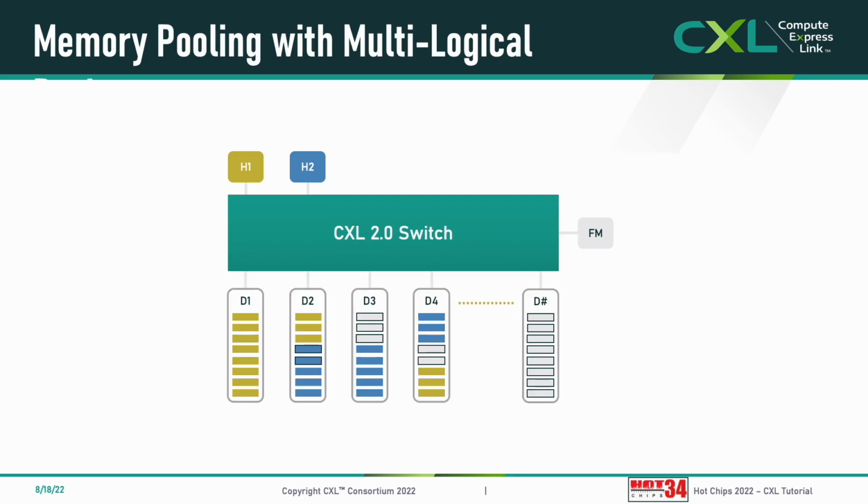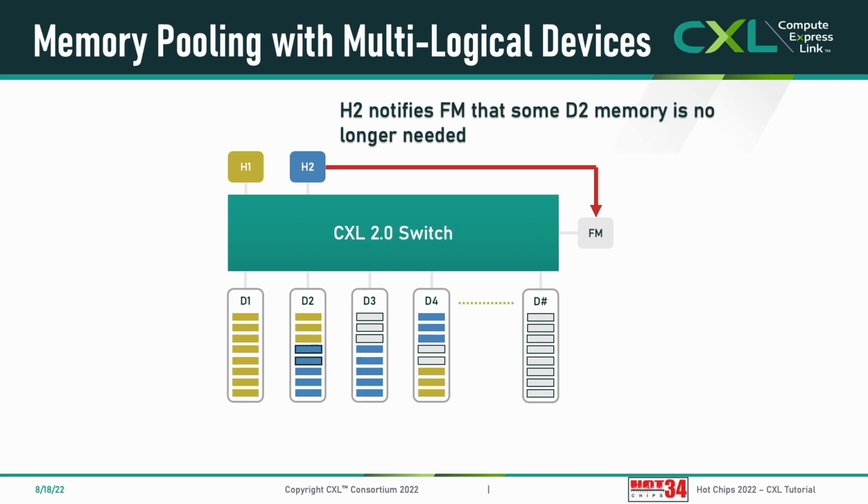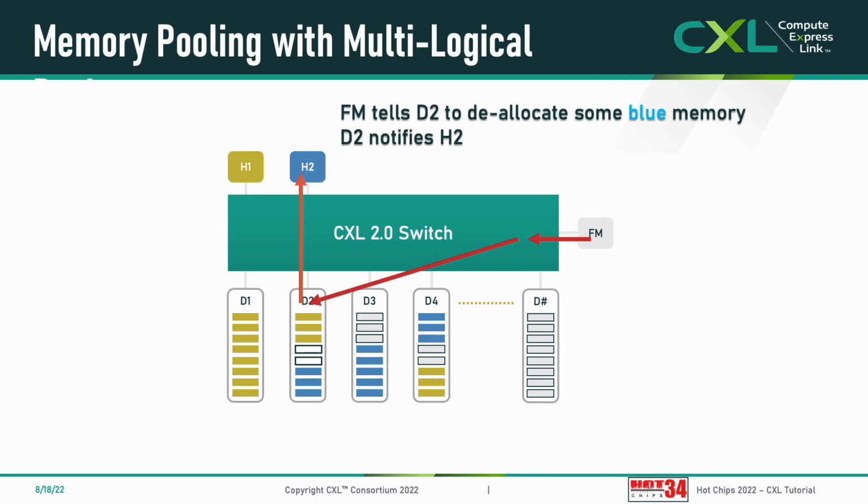This is the previous diagram as well, but instead of using SLD components, we're now using MLD components, and we've got a number of memory controllers. Some of the memory has been allocated to the yellow host and some to the blue. And again, similar to the previous example, the host notifies the Fabric Manager that some D2 memory is no longer needed. In the previous examples, for example the single logical device, the Fabric Manager would tell the switch to do the reallocation. In this case, the Fabric Manager sends an MCTP command that is tunneled through the switch to the device.